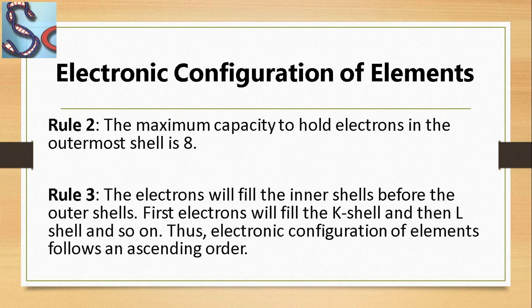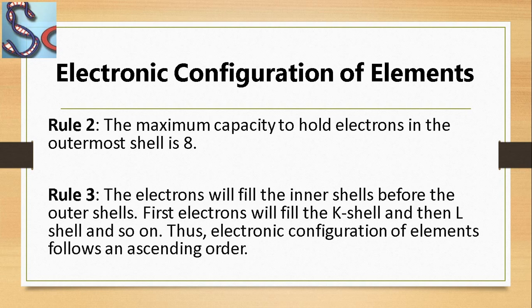Now, Rule number 2. The maximum capacity to hold electrons in the outermost shell is 8, which you have already studied according to the octet rule. Third rule. The electrons will fill the inner shells before the outer shells. Means the shell nearer to the nucleus fills first, then the remaining ones.